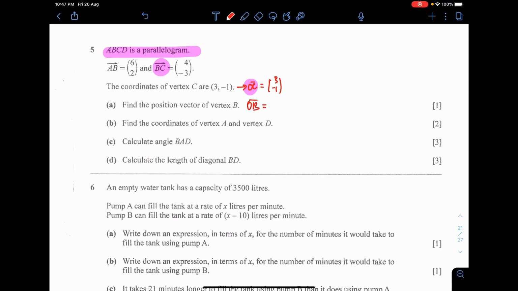To get OB, I start with OC plus CB. Think about it like connecting the alphabet. C and C connected, and then the first alphabet is O, the last alphabet is B. That's why you can get OB from this addition. OC as 3, negative 1. CB as the negative of that, so negative 4 and positive 3. There will be negative 1 and positive 2.